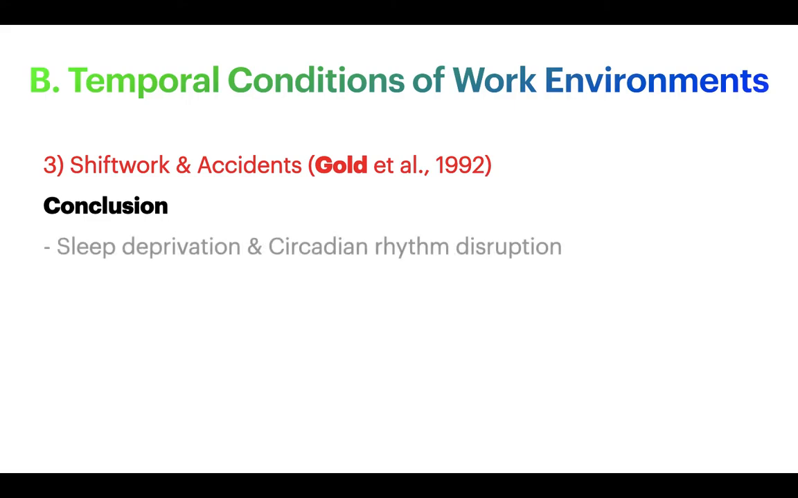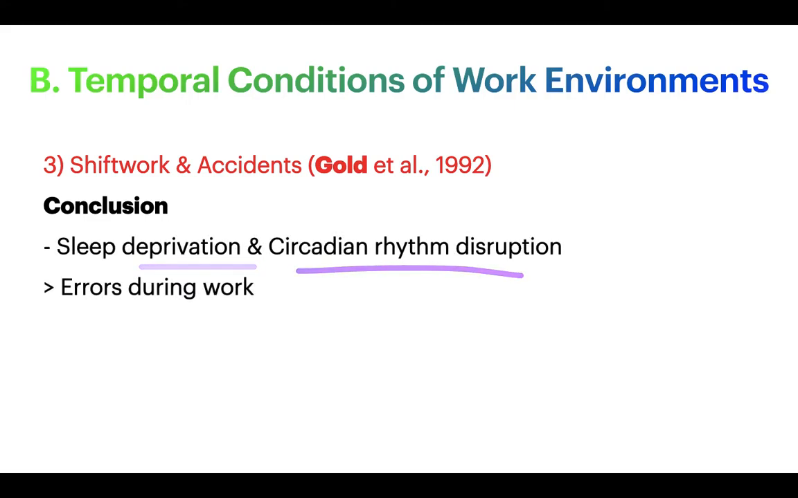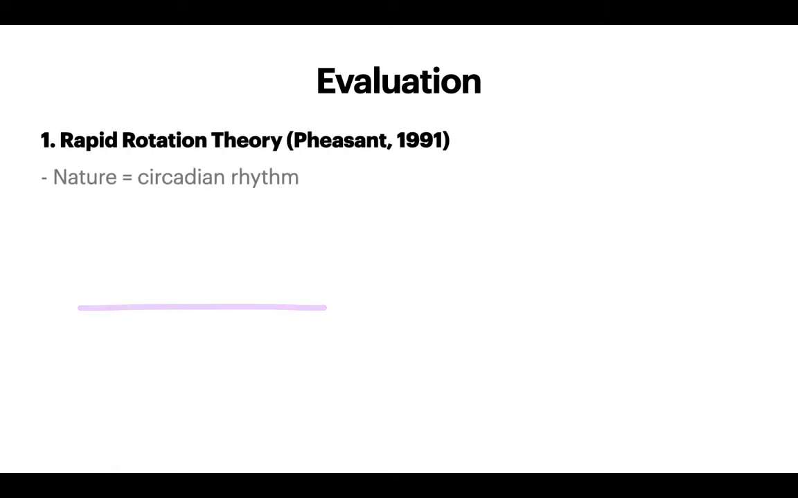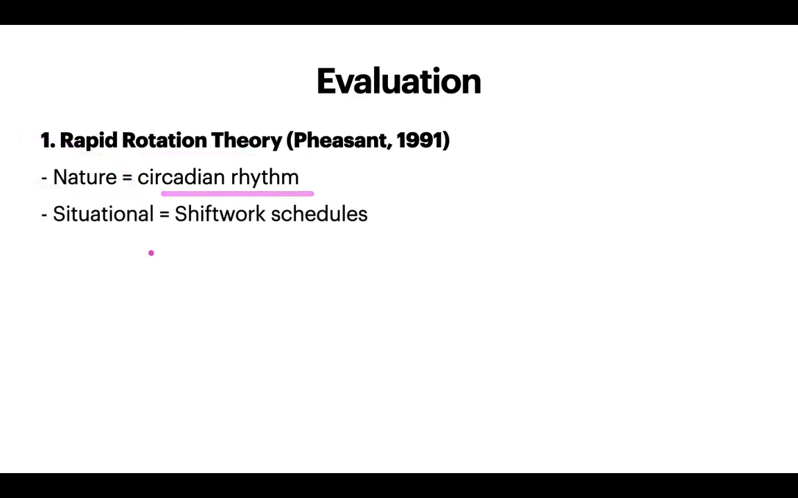Okay. In conclusion, sleep deprivation and circadian rhythm disruption, right, happens a lot when you rotate your shift work. Errors during work happens a lot, right? So you have to be careful. In the rapid rotation theory, a quick evaluation is that it follows the nature versus nurture side of the debate. Nature, why? Because it's based on the circadian rhythm, right? Situational could be the shift work schedule. Like for example, I showed you my shift work schedule by my boss. I don't decide it, my boss decides it for me.